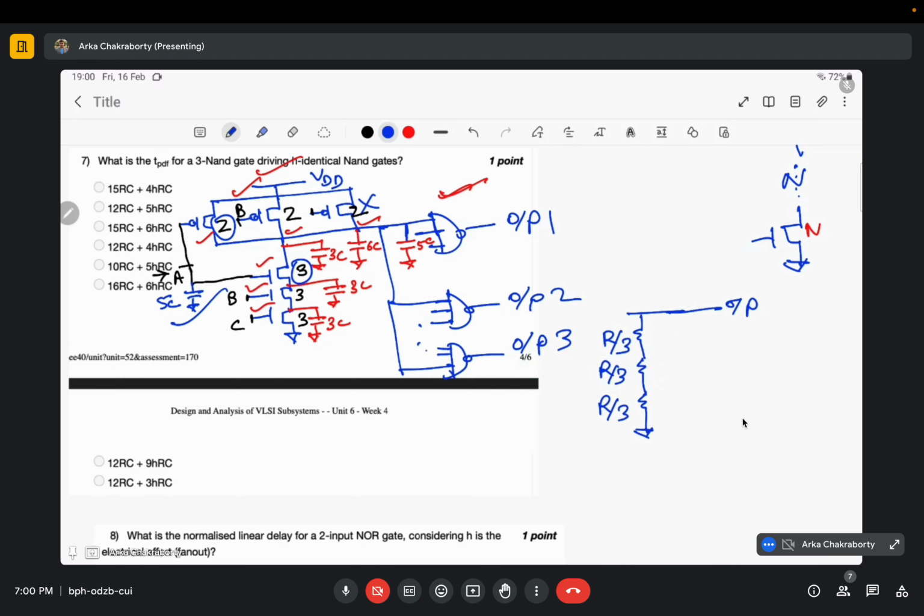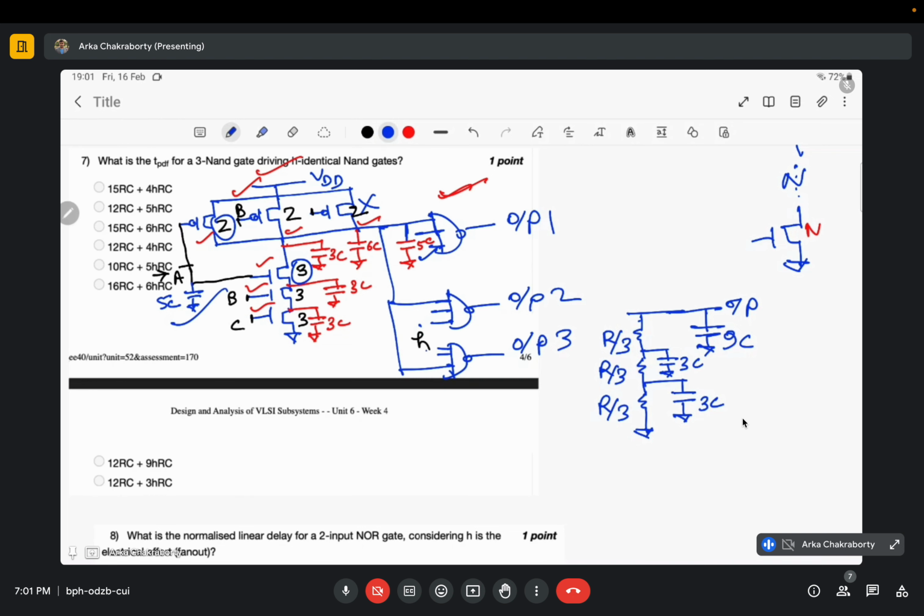Okay, and the capacitance would be 3C, and how much? 3C due to this one, and 6C due to this PMOS, so total 9C. I am not considering this 5C one right now. I will be considering it later on, because there are H identical such gates, right? There are H identical such gates. So I will be considering this 5C later on.